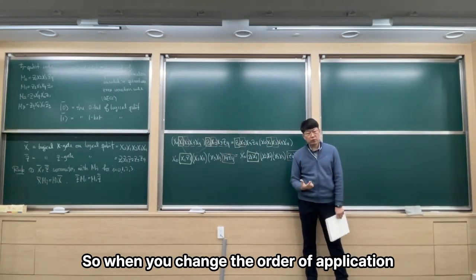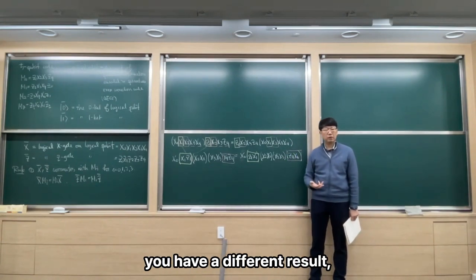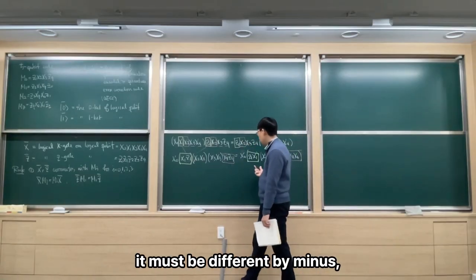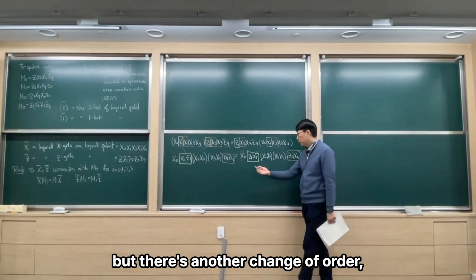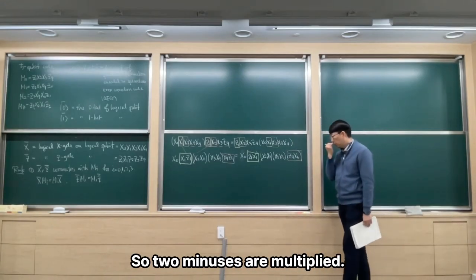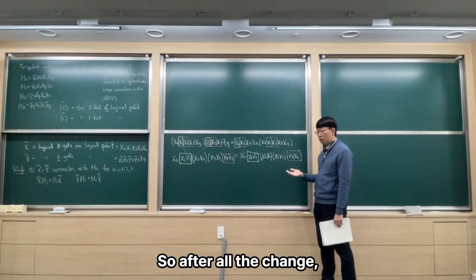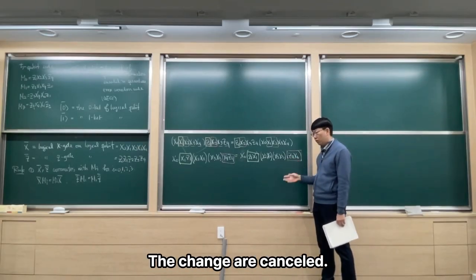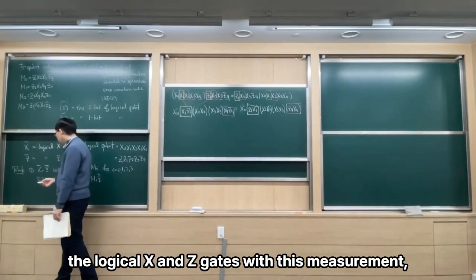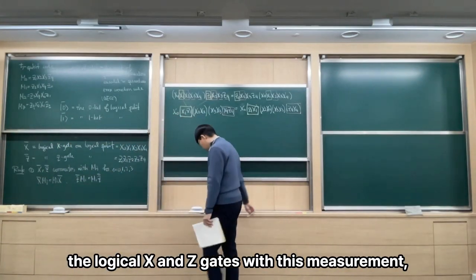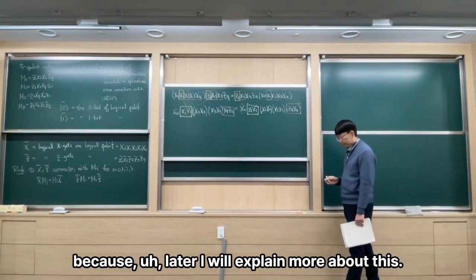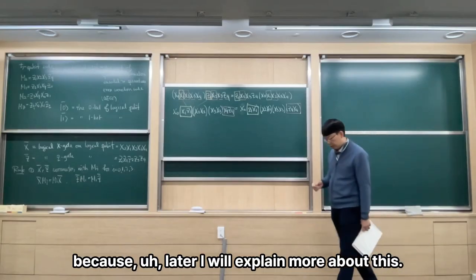When you change the order of application of the X and Z errors, you have a different result, and the results differ by minus 1. If you change the order, it must differ by a minus, but there's another change of order, so there are two minuses. Two minuses are multiplied, so after all, there's no change. The changes cancel each other. So you can always commute the logical X and Z gates with this measurement gate. That's a very important fact, because later I will explain more about this.